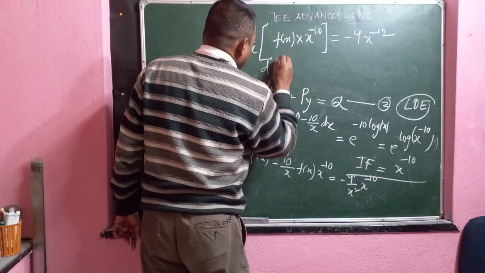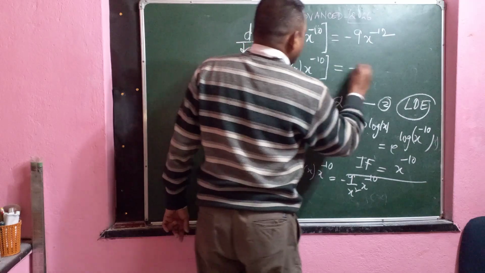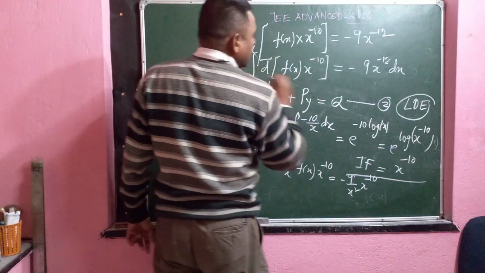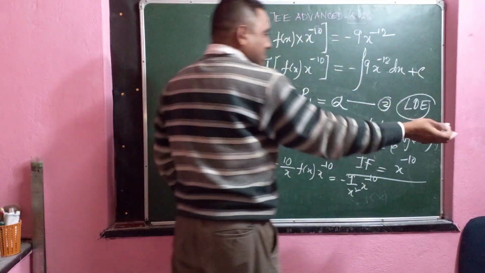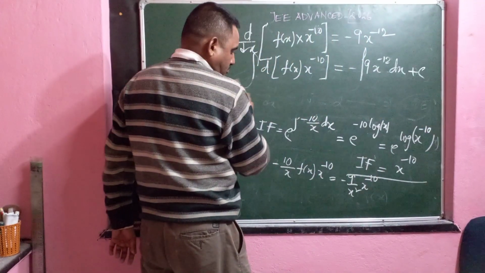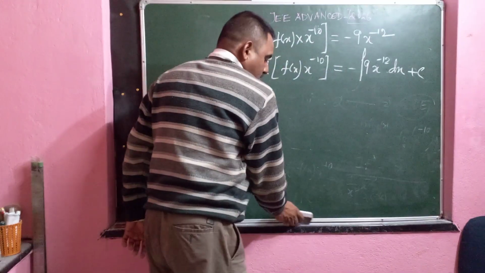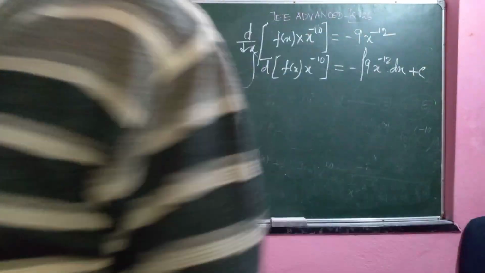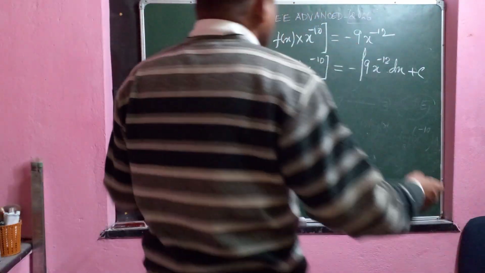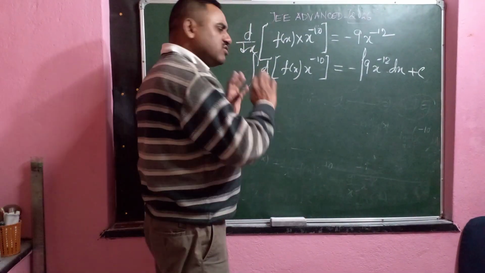So the differential of f(x) x to the power minus 10 is minus 9 x to the power minus 12 dx. Now integrating both sides, or taking integration on both sides. So one by one we will do. First, I will complete the differential equation. Then we'll go through the other parts, each and every part of this type of question. This will be a good practice.